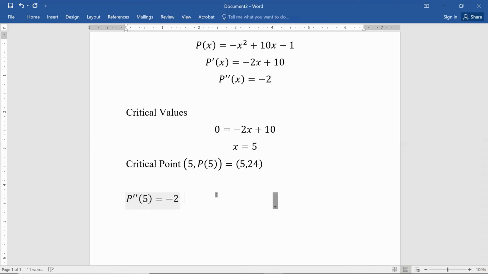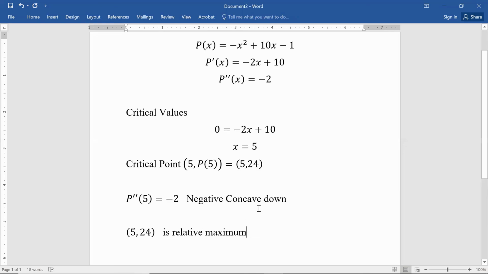Now, the important part there is that the second derivative is negative, which means that we're concave down. Because we're concave down, I know that the point (5, 24) is a relative maximum. All right. How do I know that?